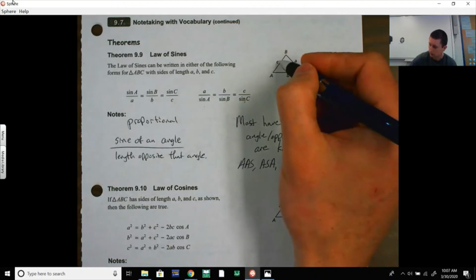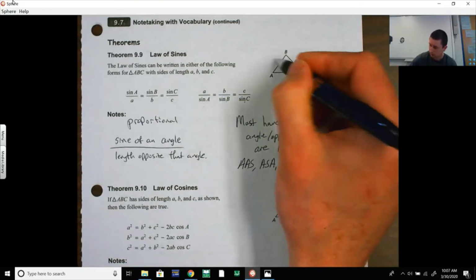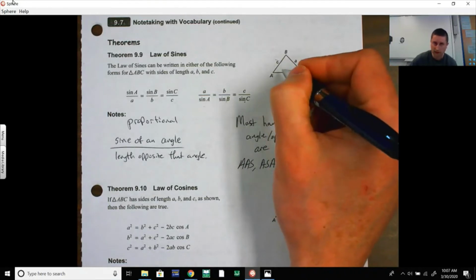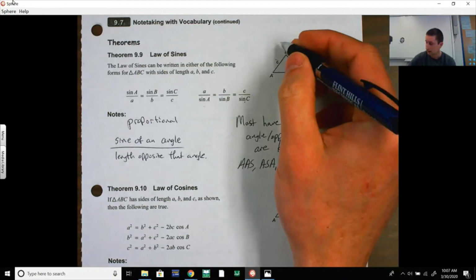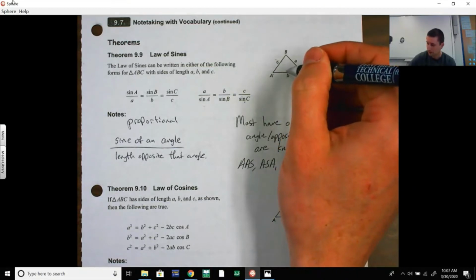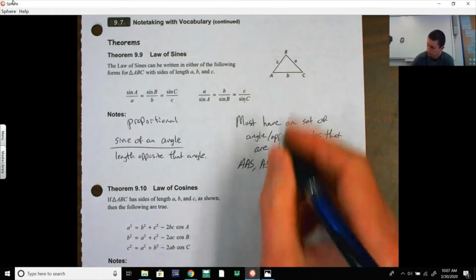So if you have side length C and angle C, you can use this formula. If you have side length A and angle A, you can use this law of sines. If you have B and angle B, you can use the law of sines. Now you may not always have that. You won't always have that in your practice examples.